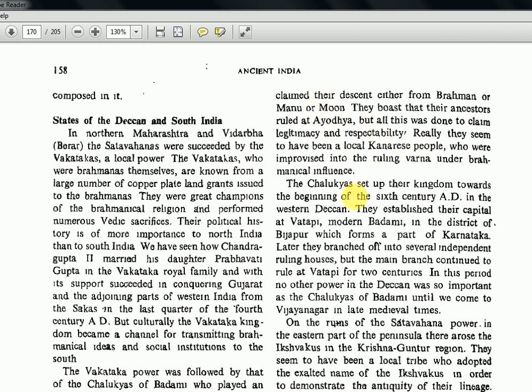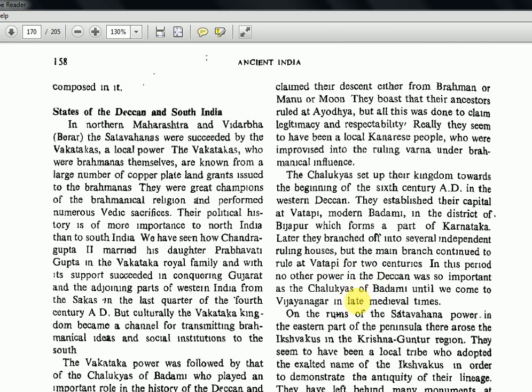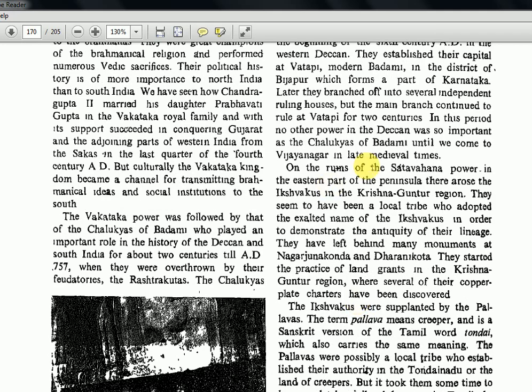Aihole and Badami are the capital cities. The Chalukyas set up their kingdom towards the beginning of the 6th century AD in the western Deccan. They established their capital at Vatapi, modern Badami, in the district of Bijapur, which forms a part of Karnataka. Later, they branched off into several independent ruling houses, but the main branch continued to rule at Vatapi for 2 centuries. In this period, no other power in the Deccan was so important as the Chalukyas of Badami, until we come to Vijayanagara in later medieval times. So Vijayanagara and the Bahmani and all we will discuss in the medieval time. But before that, these Chalukyas were the most important kings in the Karnataka area.